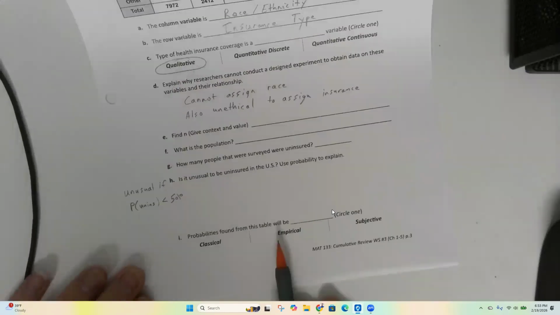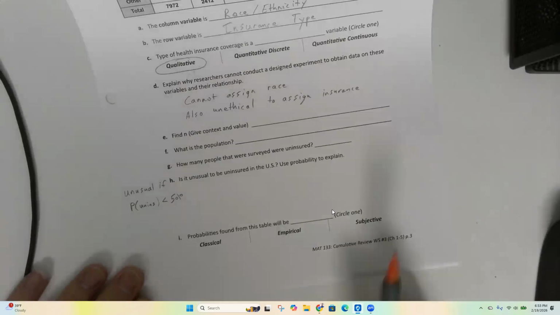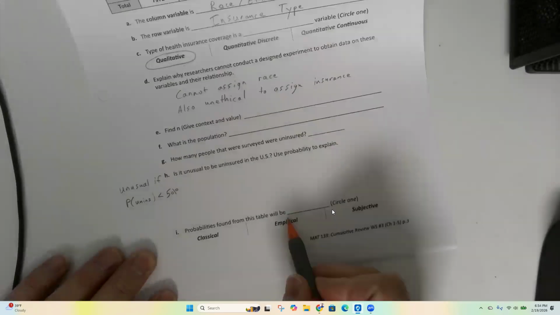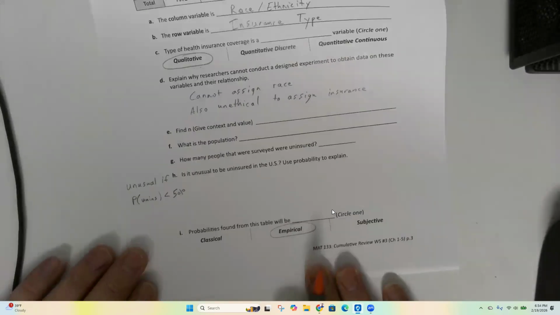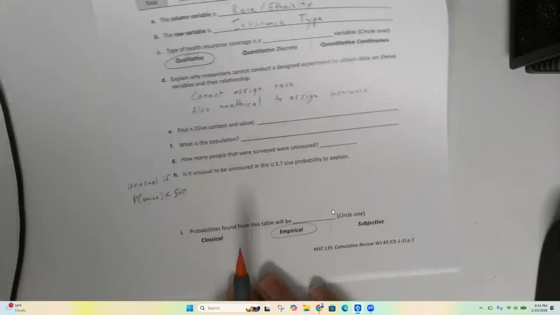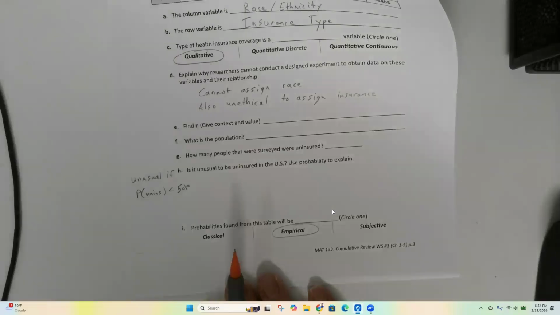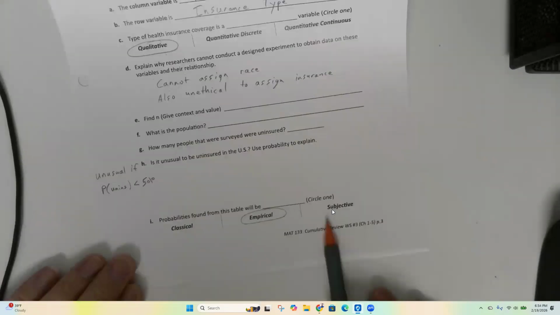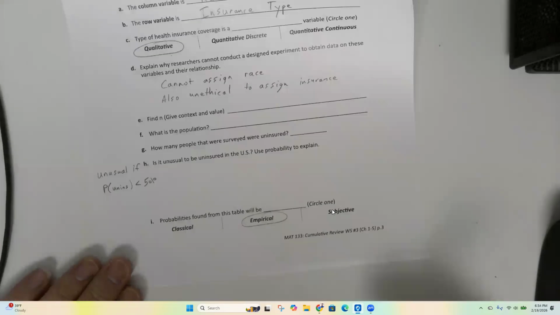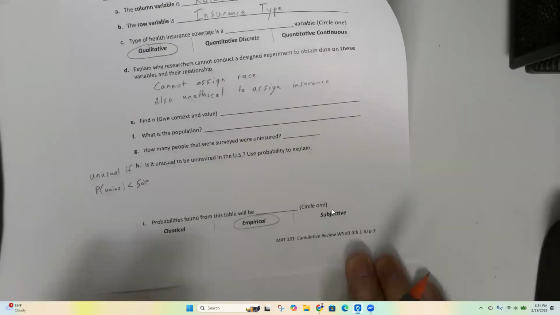Probabilities found from this table, are they classical, empirical, or subjective? It says empirical, definitely. We actually did the survey. We actually went out and talked to people. Classical is where you're still doing math, still calculating probabilities, but you haven't actually done anything. You're just discussing what could happen, the chances, what the sample space looks like, how likely this event is to happen versus this one. And subjective is made up, which doesn't necessarily mean it's useless, but it might not be perfectly accurate.